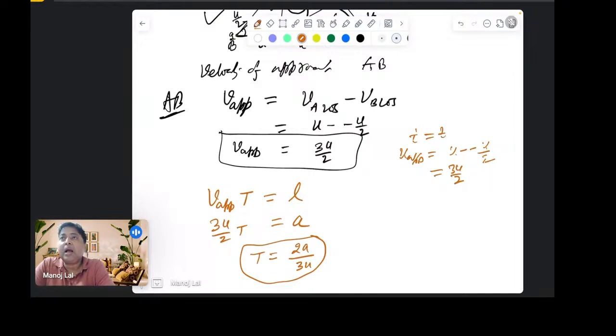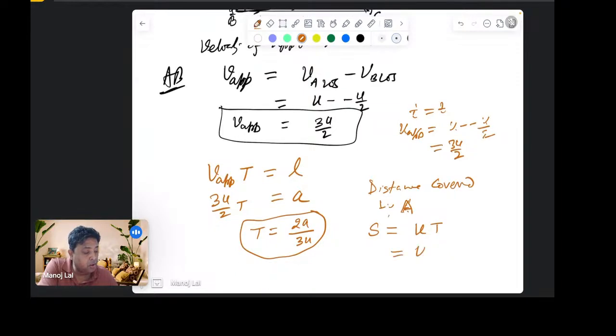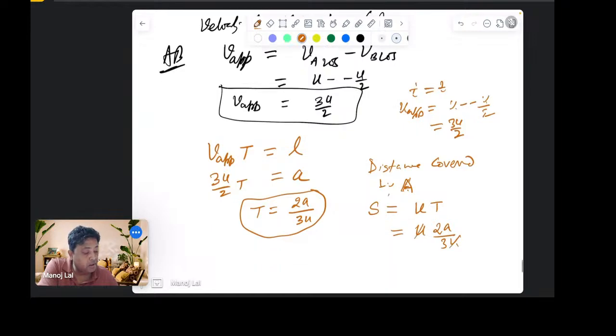If I ask you a basic question, what is the distance covered by any one friend till they meet? That is again a simple question. The speed of each friend is u continuously. So the distance covered by A will be S equal to u into t, and this will be u into 2a by 3u. So u is out, and it will be 2a by 3.